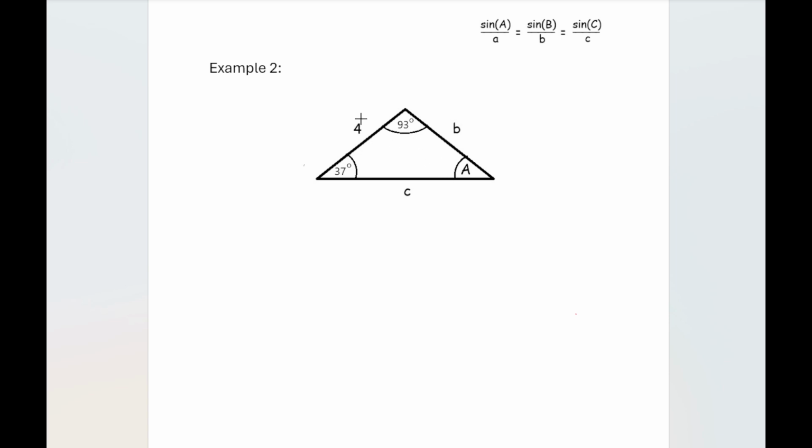So in order to do that, the easiest thing to do is to try to make one complete set. Here I have our side A, but I don't know angle A, and we do have two of our angles, so we can simply solve our third angle by summing up all the degrees and subtracting it from our 180 degrees, and that's what we'll go ahead and do first.